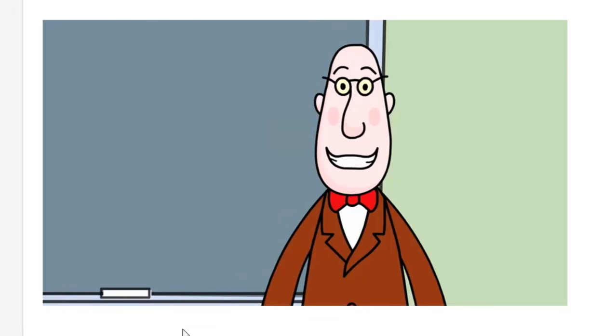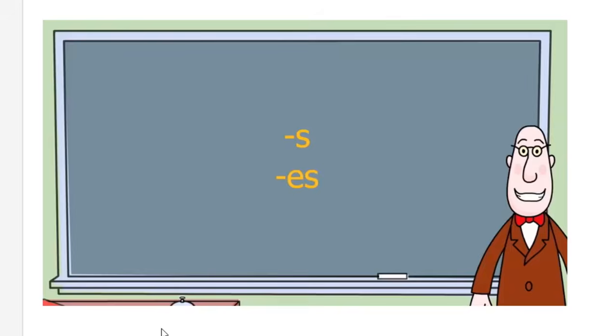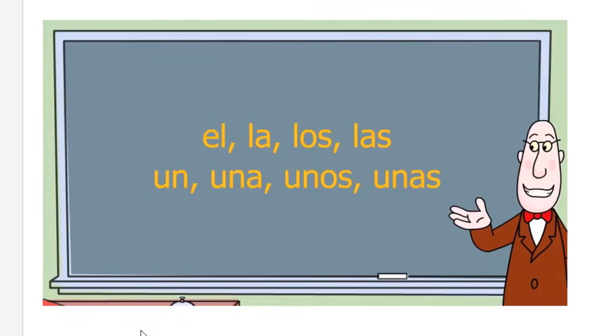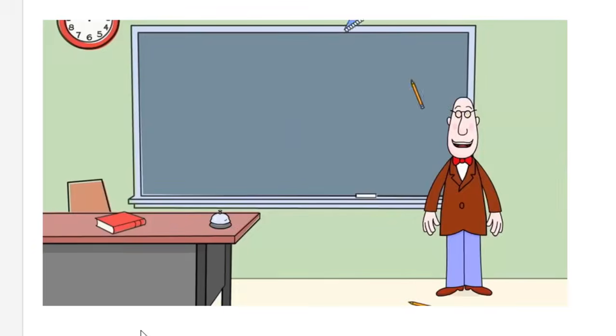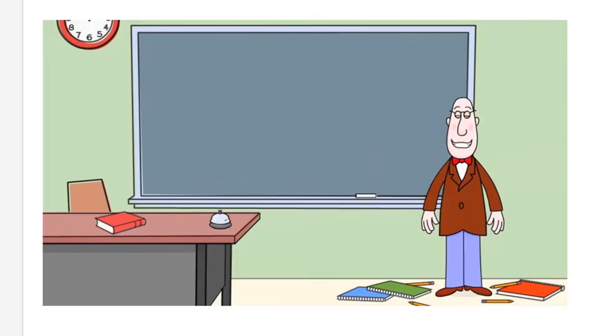Let's review. You've learned that Spanish nouns have gender, masculine or feminine, and number, singular or plural. And you learned that you can use the endings of nouns to help you figure out their gender. You also learned how to form the plural of nouns by adding s or es. Finally, you learned the definite and indefinite articles. ¡Unos cuadernos!